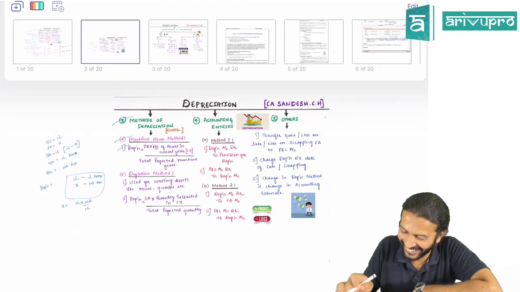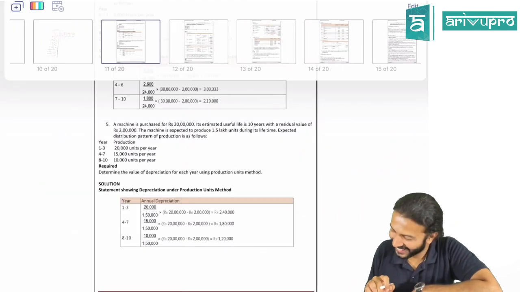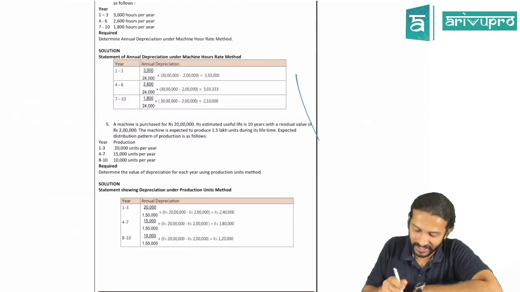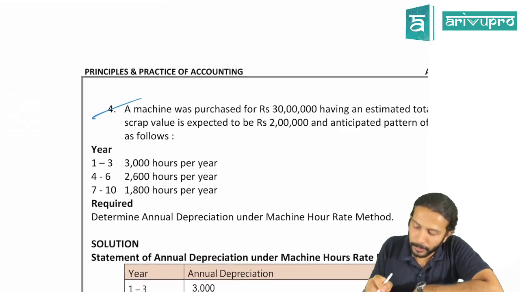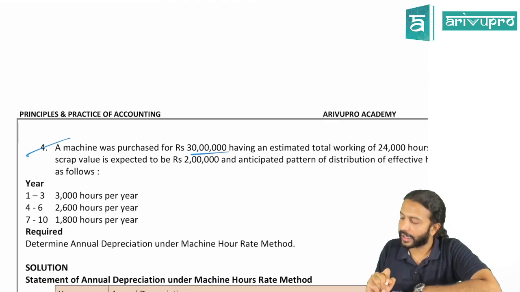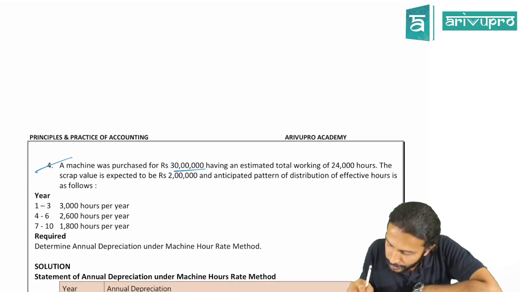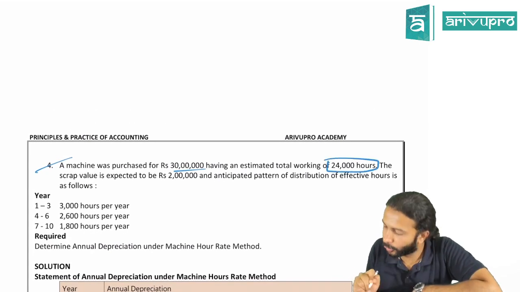Okay, all right. So I think the third one we have done. No, the fourth one I think we need to do. Okay, fourth one. A machine was purchased for 30 lakh rupees with an estimated total working of 24,000 hours.